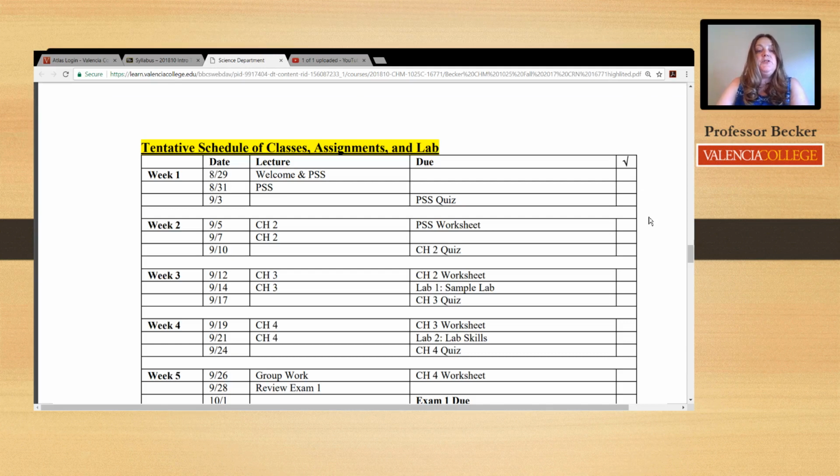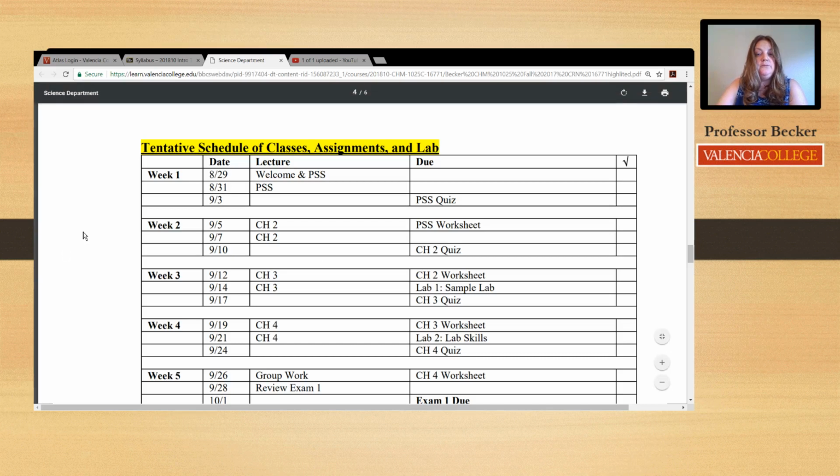So let's take a look at the first day. The first day, which is August 29th, of course, we'll have a little welcome. I'll talk about the syllabus again, and we'll get right into chapter PSS. On August 31st, we will finish chapter PSS. And then notice, September 3rd is not a class day, but your PSS quiz is due that day. When quizzes are due, they're due that day at 11:59. All the quizzes and exams are in Blackboard.